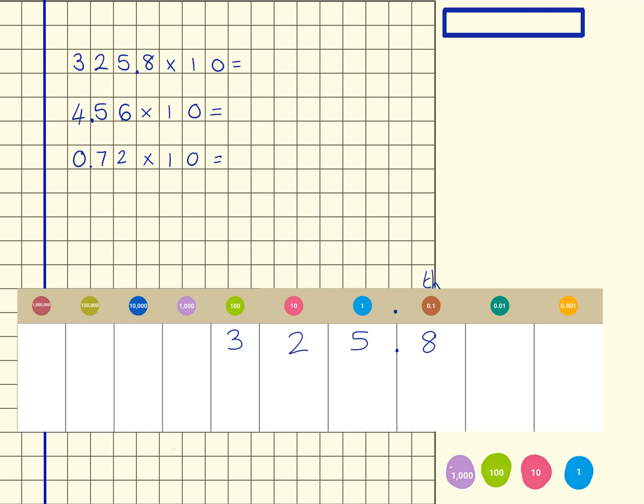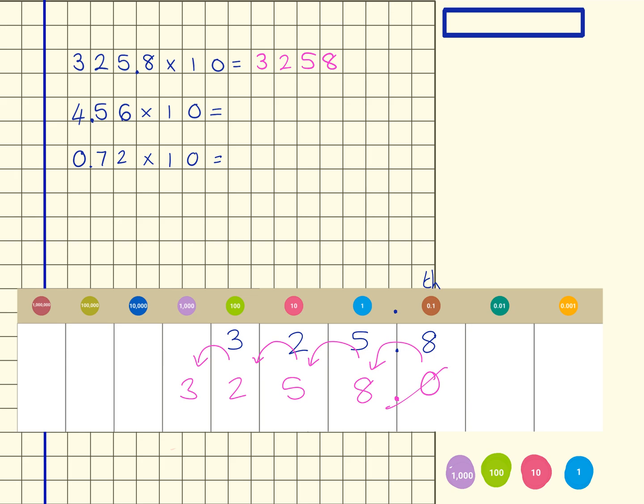So using that information, if I'm multiplying 325.8 by 10, each digit is going to move one place value column. So the 3 would move to here, the 2, the 5, and then the 8, which would leave us with 3,258.0. Now when we end up with .0 and there's nothing after it, we don't bother with the .0, we remove that, so we end up with 3,258. Write that here, 3,258.